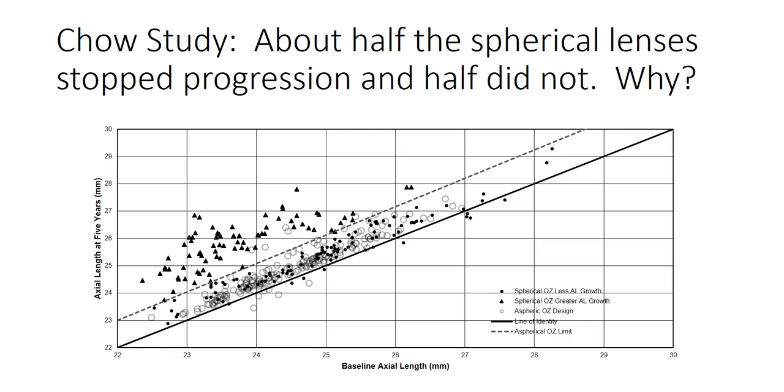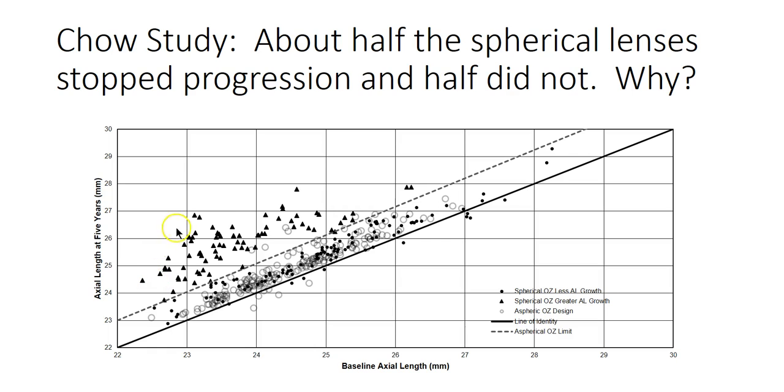spherical and aspherical. And the aspherical lenses did pretty well. They're the open circles. The black line is the line of identity. This is a baseline. This is a 5-year follow-up. You can see that pretty consistently the aspherical lenses grew a little bit, but not too much. Then the little black dots represent the spherical lenses that worked pretty well, and they worked about the same as the aspherical lenses.